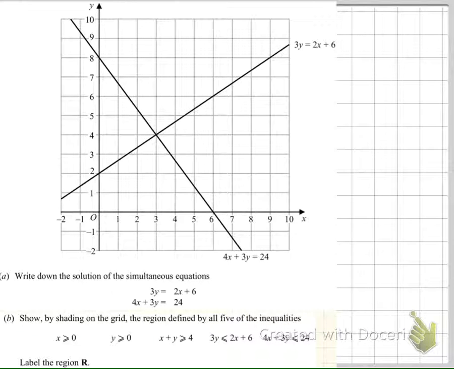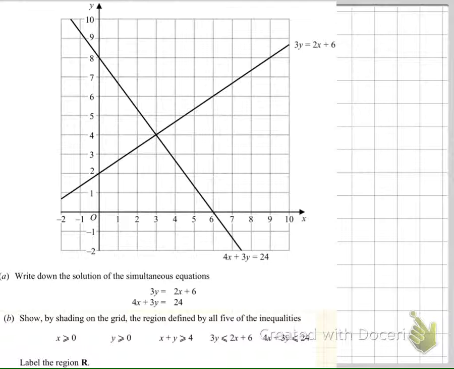This question is all about regions, but part A asks you to write down the solution of those simultaneous equations. Now, when it says write down, it means you don't need to go into great lengths to solve something. It means the work has either already been done or it can be simply grabbed from a diagram or a picture or something. Write down, so we should know it, and there'll just be 1 mark available for it.